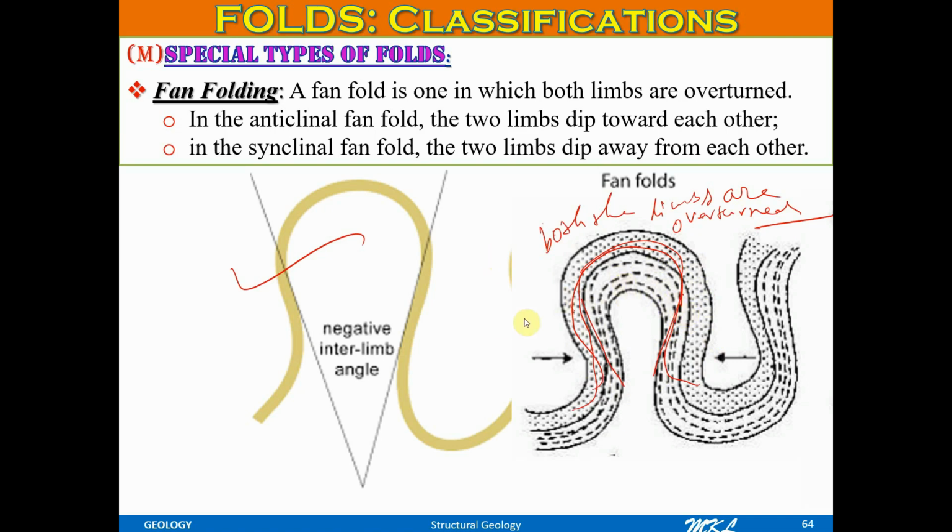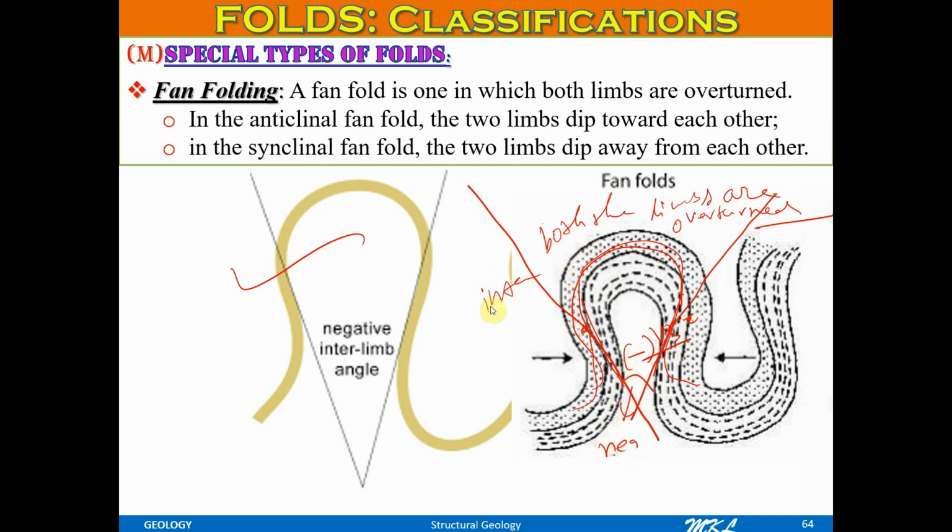So what's the interlimb angle here? This side, if I take, this is the inflection point, this is the inflection point, and if you take the tangent, then it will not intersect in this direction in the conventional way. It will intersect in the opposite direction, and it will make an angle. So this type of interlimb angle is called a negative interlimb angle.